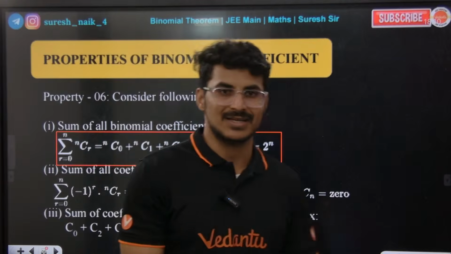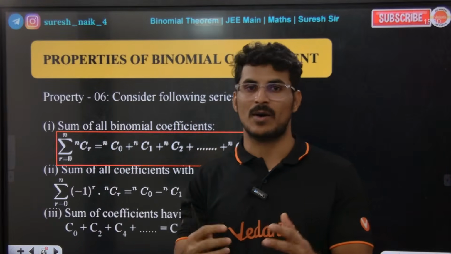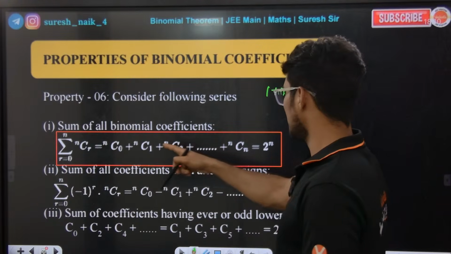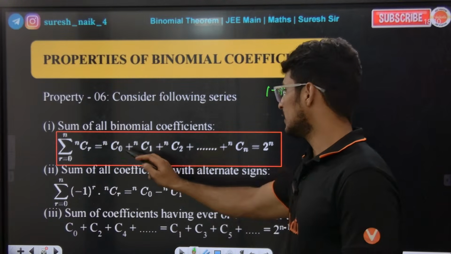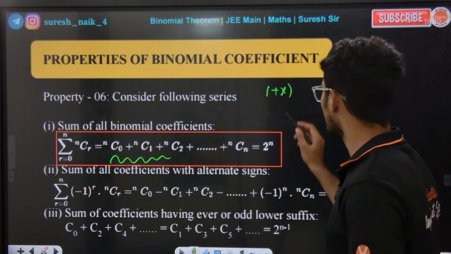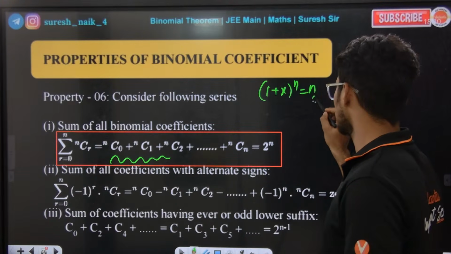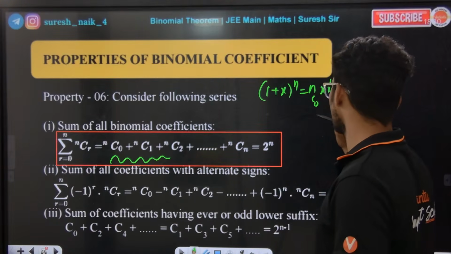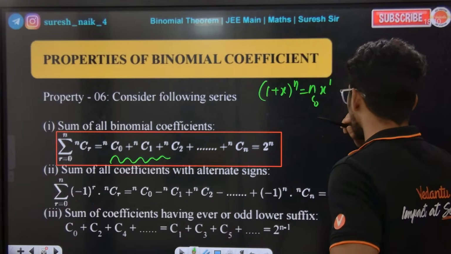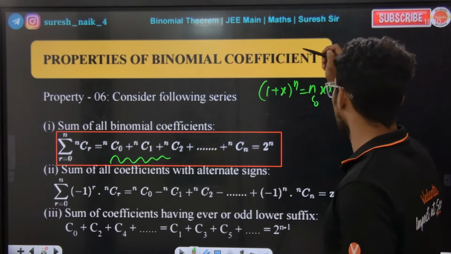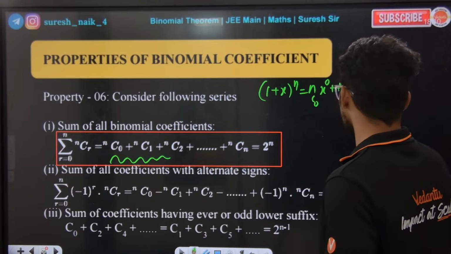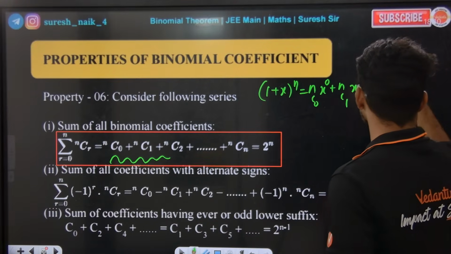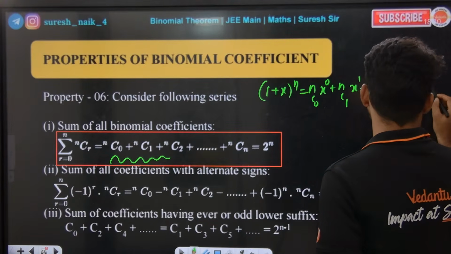Sir, how did 2 power of n come? For the sum of binomial coefficients, there is a formula. What formula? For example, I have this here. All these terms, from where? All these binomial coefficients you will get from the expression 1 plus x to the power of n. If we expand this expression: nC0 x to the power of 0 plus nC1 x to the power of 1 plus nC2 x to the power of 2, and so on until nCn x to the power of n.